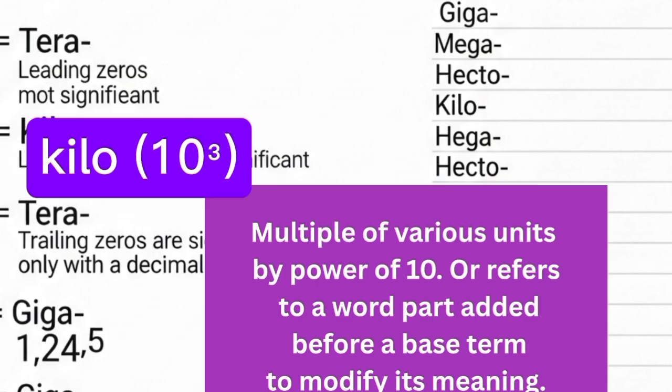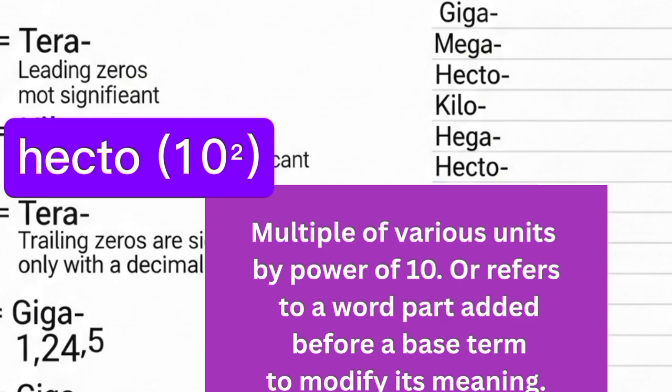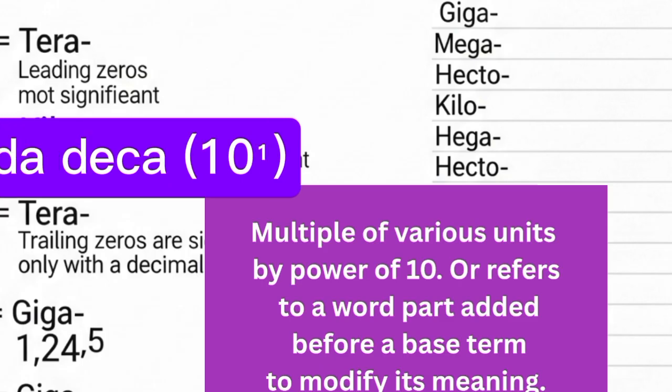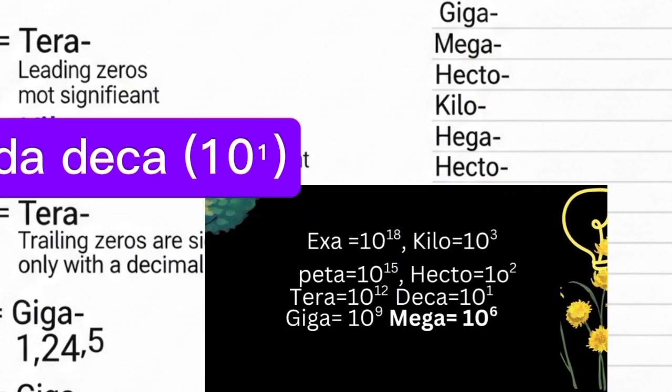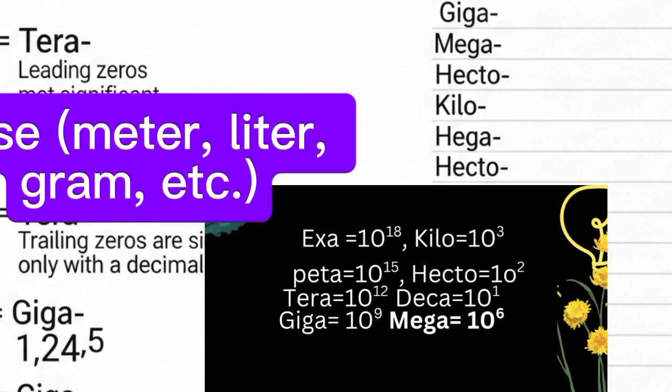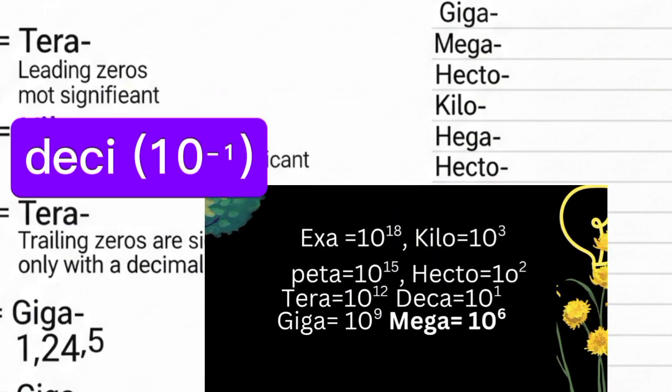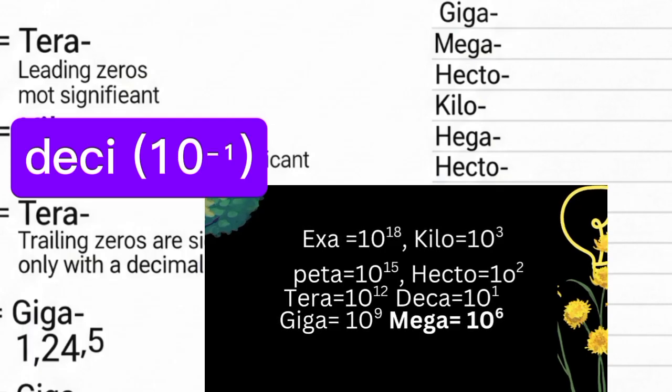K stands for Kilo, denoted by K, 10 to the power of 3. H stands for Hecto, denoted by H, 10 to the power of 2. D stands for Deca, equivalent to 10 to the power of 1. D is Deci, denoted by the small letter d, 10 to the power of minus 1.